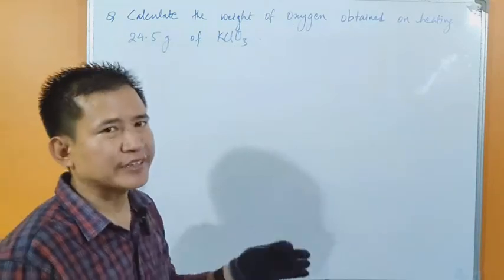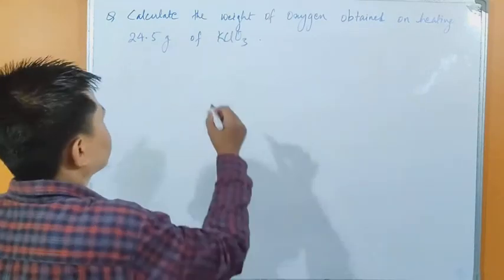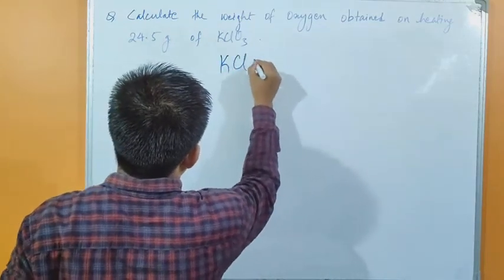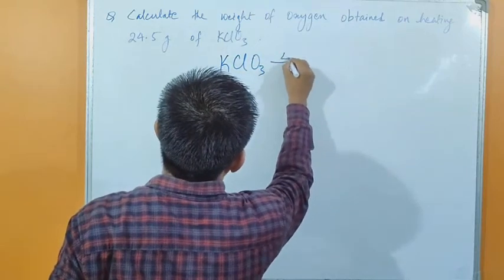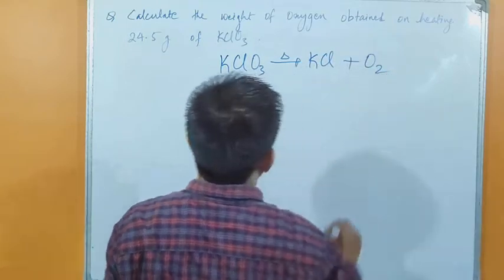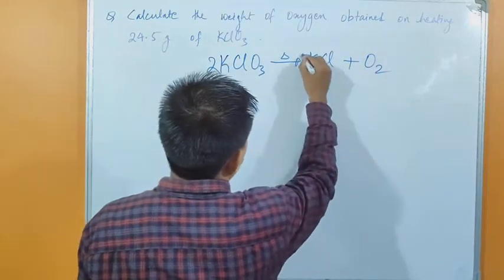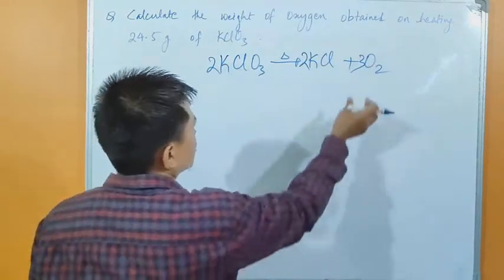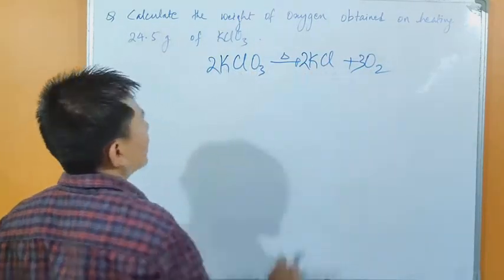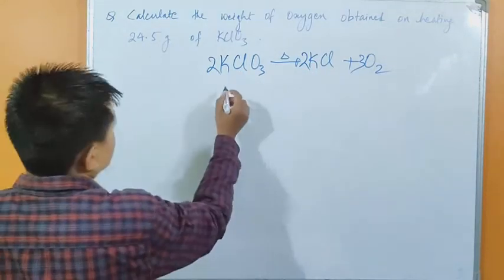First thing we need to do is write the balanced chemical equation, and then we can proceed further. Okay, potassium chlorate, KClO3, when heated produces potassium chloride plus oxygen. Now let us balance this chemical equation. 2 KClO3 gives 2 KCl plus 3 O2. Now this is balanced. 2 into 3 is 6 oxygen, 2 potassium, 2 chlorine on both sides. Equation is balanced.